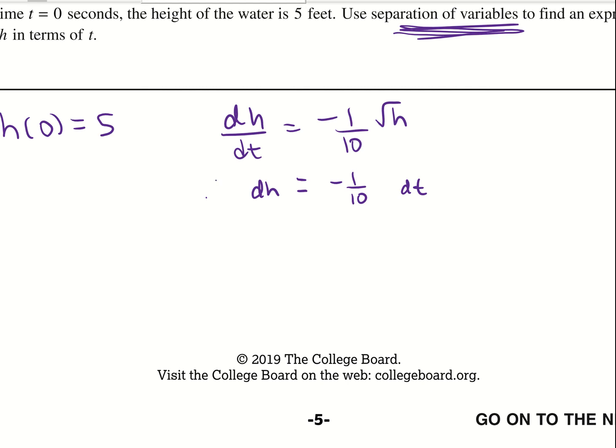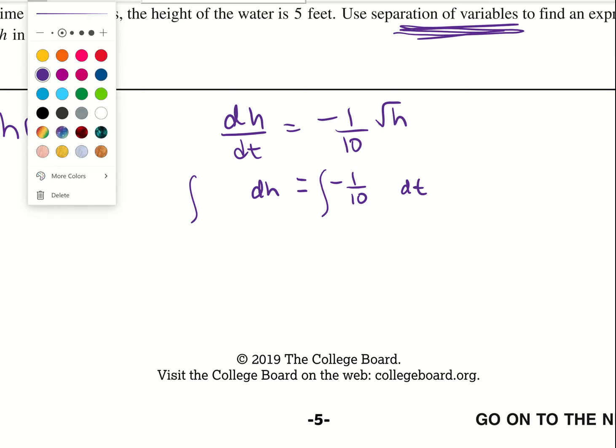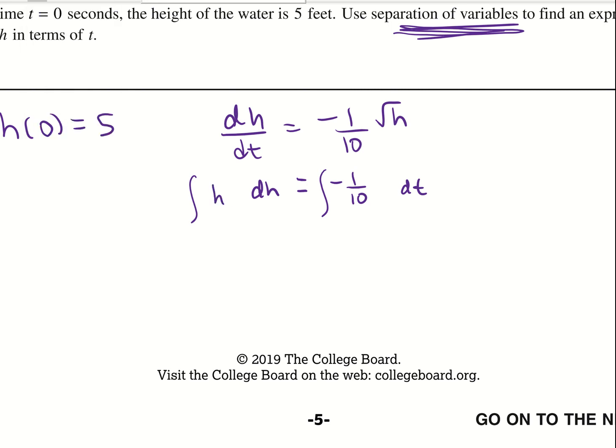A little trouble with writing, I guess, today. Here we go. Now I'm going to integrate both sides in order to work on finding the solution. Now, if you want, you could rewrite this. It might be more helpful to rewrite this as h to the power of -1/2.